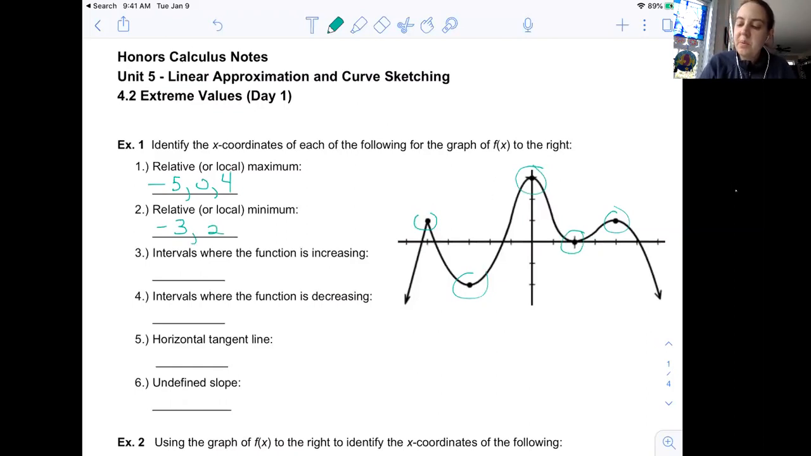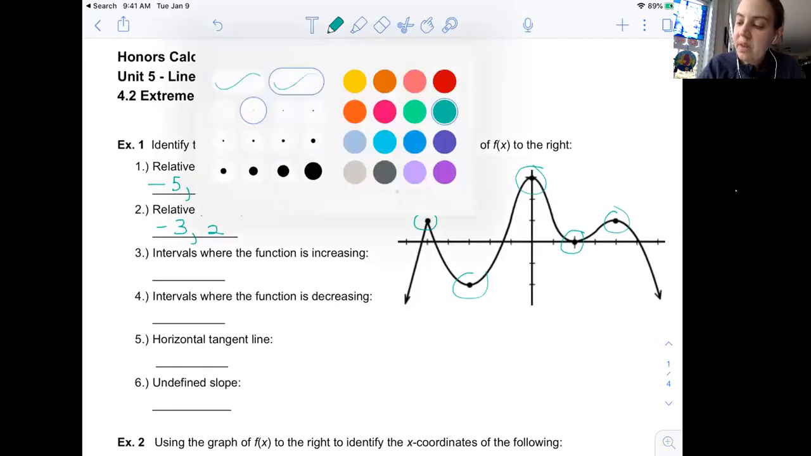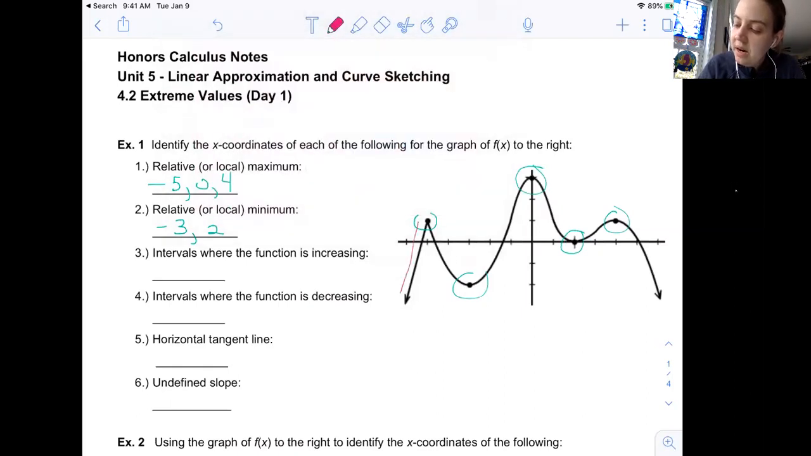So we have our maximums, we have our minimums. The intervals where the function is increasing. This is where you want to use that interval notation you learned in pre-calculus. So we are increasing from here to here. We're going to say -∞ to -5. The next place where we are increasing is -3 to 0, right along here. Use that union symbol. And then we're also increasing from 2 to 4.